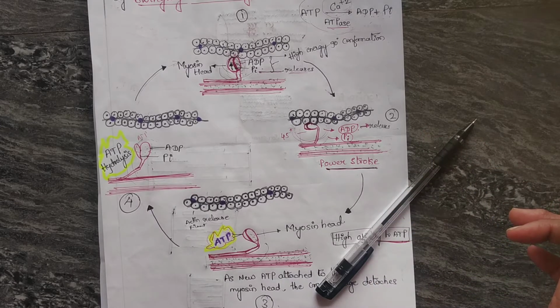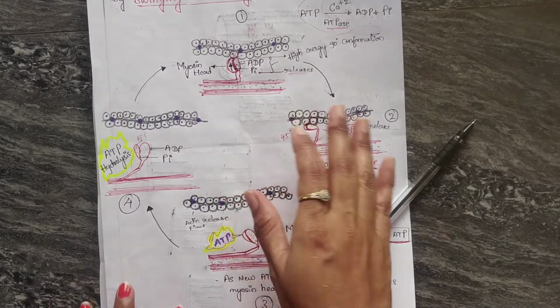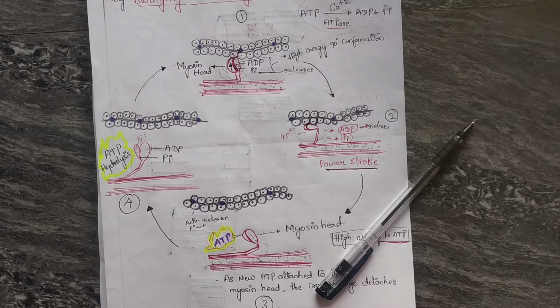Hello everyone. In our previous video we discussed the swinging cross bridge model. Today in this video we will discuss chemical changes during muscle contraction.